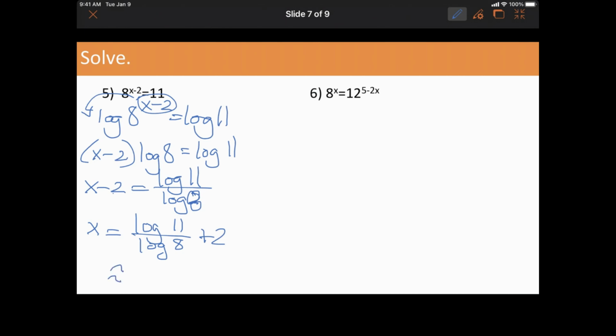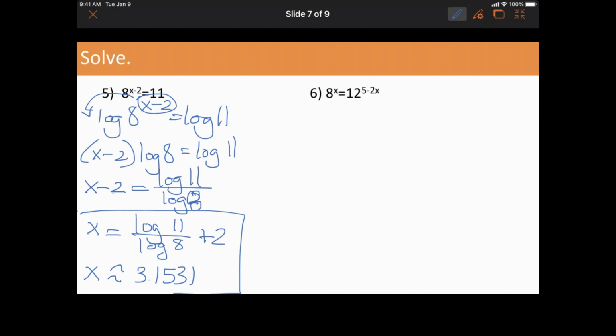Again, if I want an estimation, I'm going to use my calculator. Now, as I'm doing this, please note, instead of the common log base 10, we could have also done natural log, and the answer would be the same. I'm going to circle all of that. Okay.